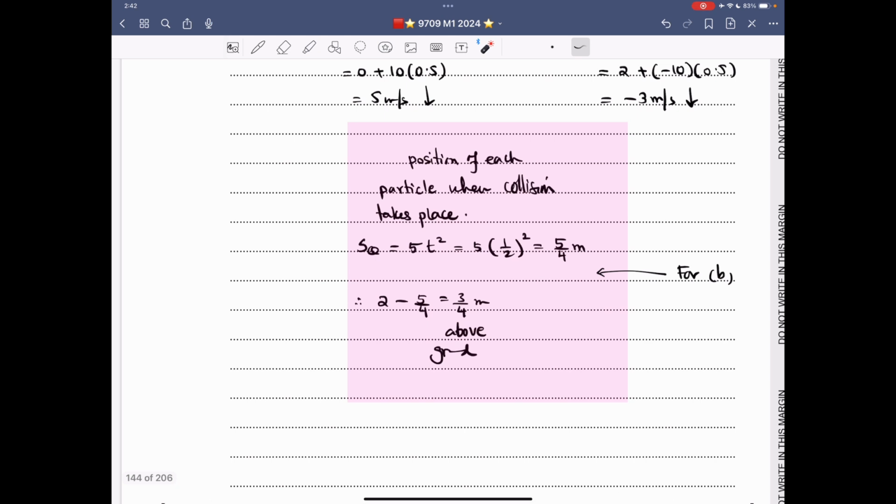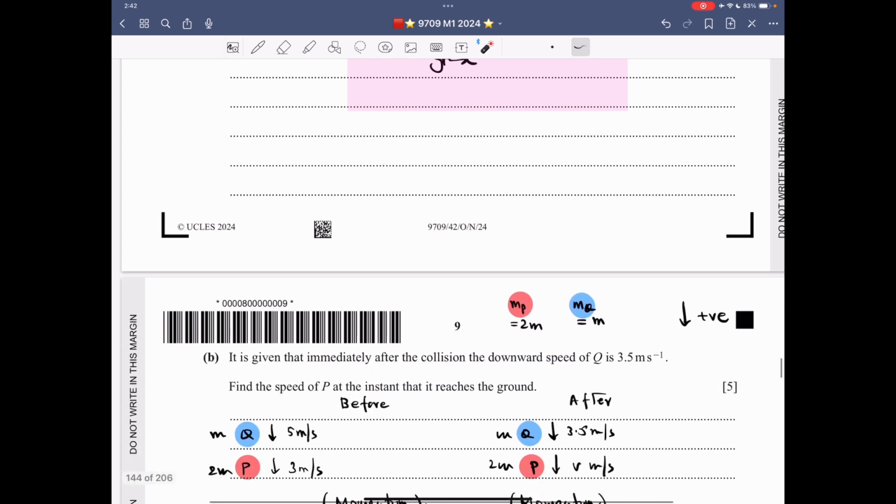So when I plug in t is half, this comes out to be 5 over 4. 2 minus 5 over 4 is 3/4 meter above ground. That means Q is over here, P is over here. These two are 3/4 meters above the ground.